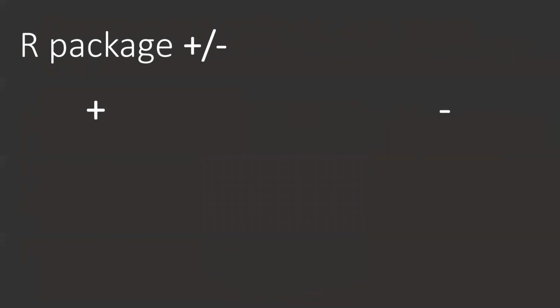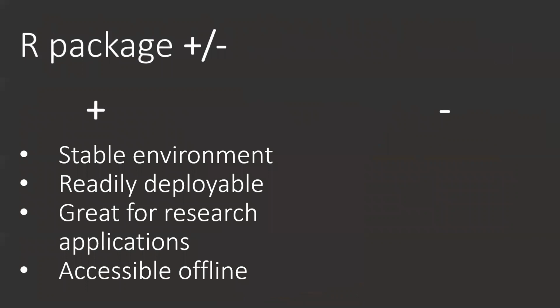So some of our advantages and disadvantages to deploying our Shiny apps as an R package are that we can create a stable environment, which we talked about briefly with the renv package. Our apps become readily deployable because we can use features like install_github, which help users get them offline. It's really great for research applications because this means that we can share code, data, cleaning files, etc., all in one unit. And it means that once somebody's downloaded the package, it'll be accessible offline.